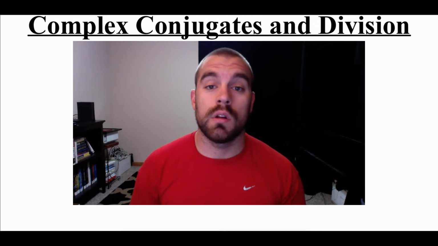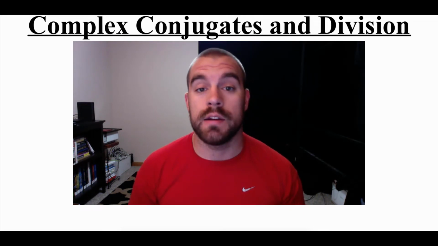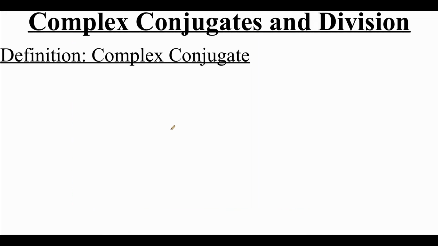In this video we're going to look at complex conjugates and division. So remember, a complex number in standard form looks like a plus bi. If that's the case, then the complex conjugate of this is a minus bi. So for example, if we had the complex number 2 plus 3i, then its conjugate would be 2 minus 3i.